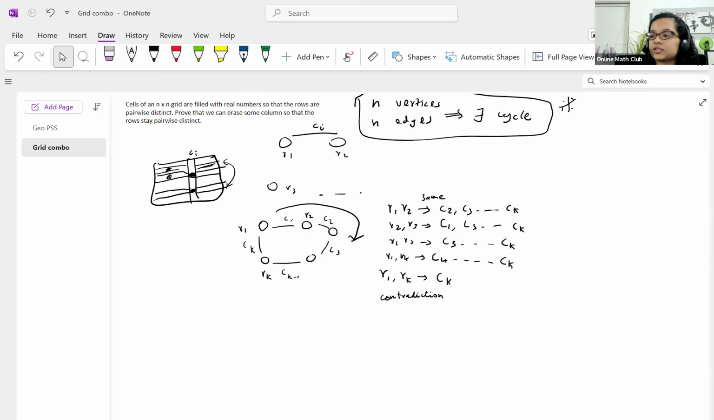Also, someone had asked for the source of the previous problem, so it's from the British Math Olympiad. I think I can send the paper as well. I can just try to find it.